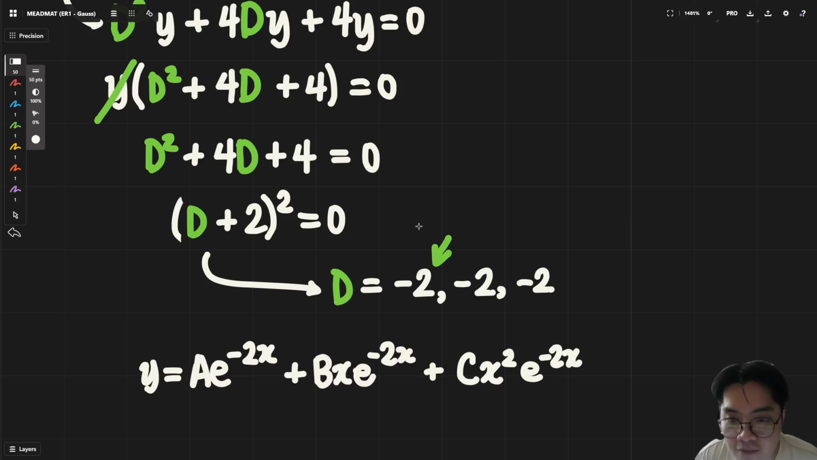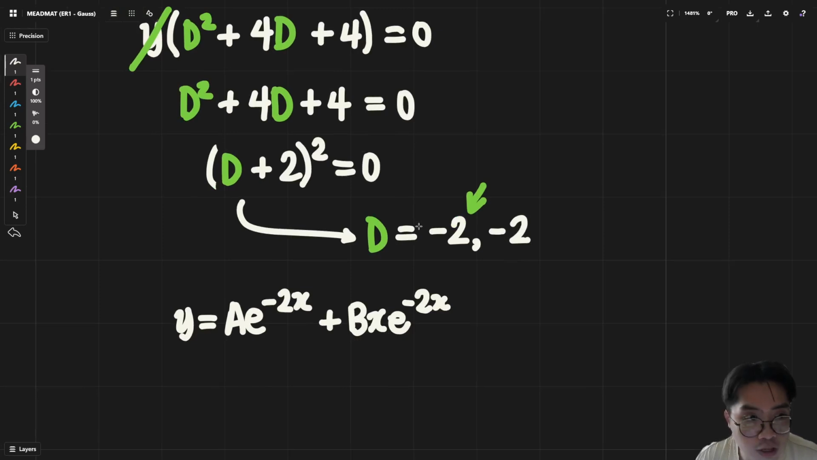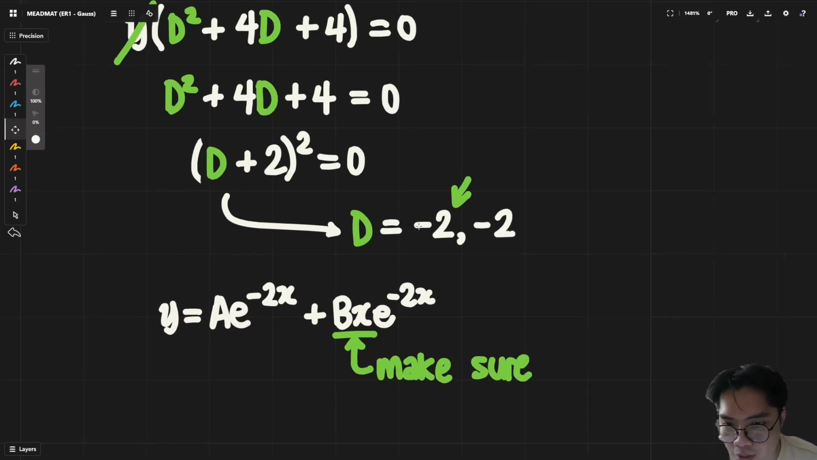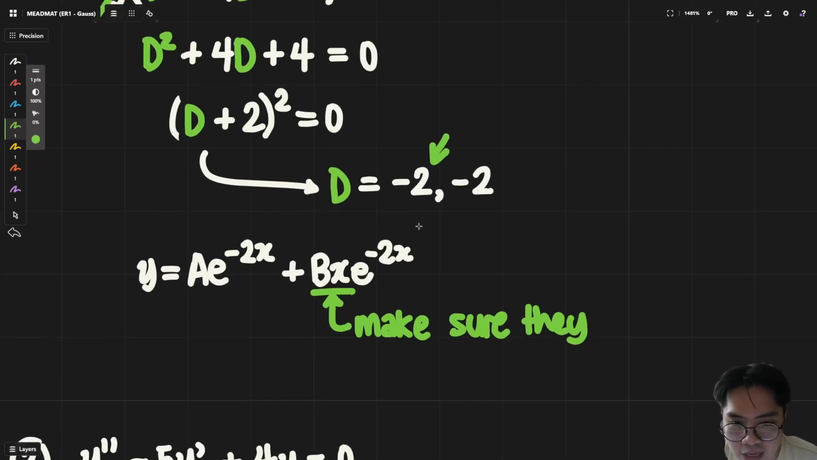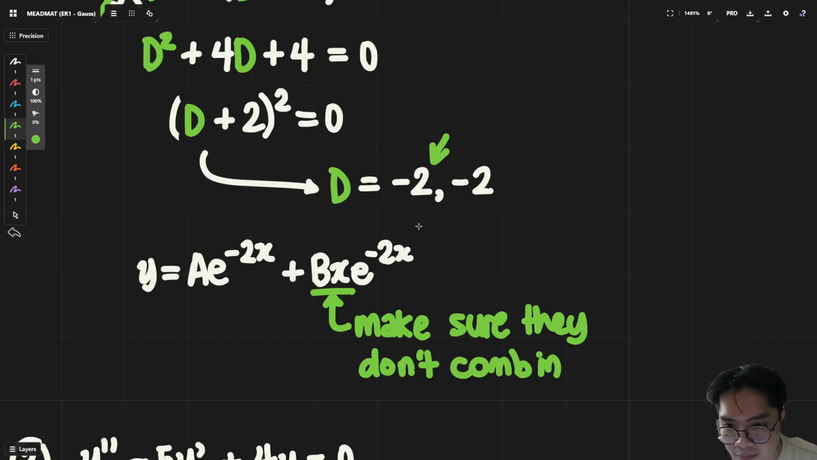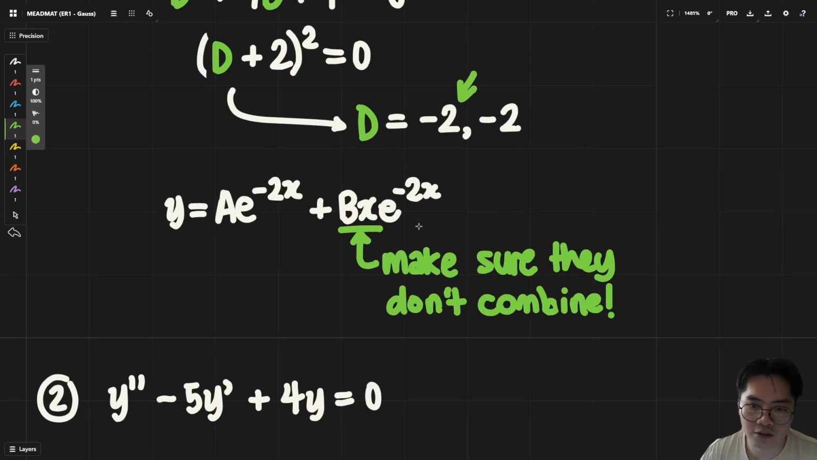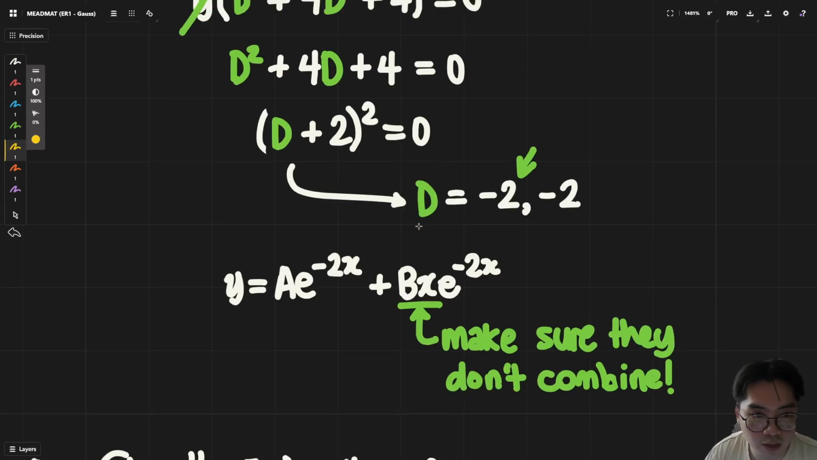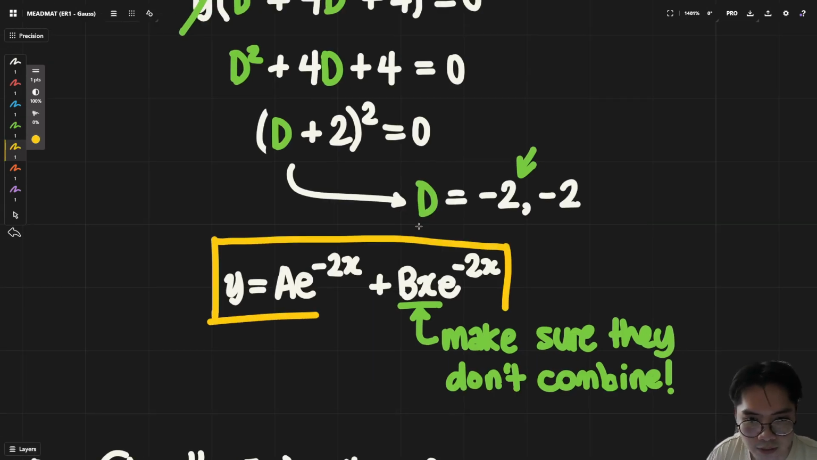Say for example you got another copy, then that will be dx cubed, right? But whenever you have a repetition in your answer, the clear answer should just be you introduce what we call a linear combination. Make sure they do not combine. That is the rub, right? All right, so that is our general solution.